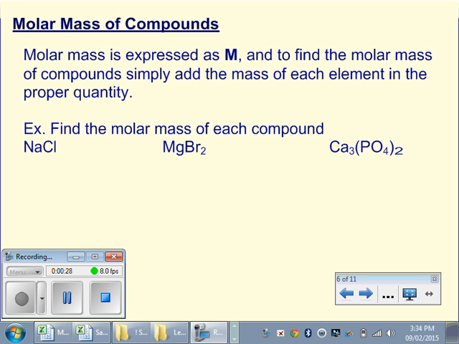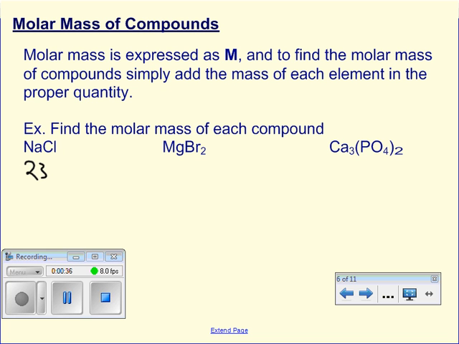Looking at my periodic table, I can see that sodium is 23 grams per mole, and chlorine is 35.5. So we have 35.5 grams. Now, at the atomic level, there are 23 AMUs and 35.5 AMUs, but as 1 mole quantities, we just convert the AMUs directly to grams. So, pretty easy. 23 grams plus 35.5 grams gives me 58.5 grams per every mole of sodium chloride.